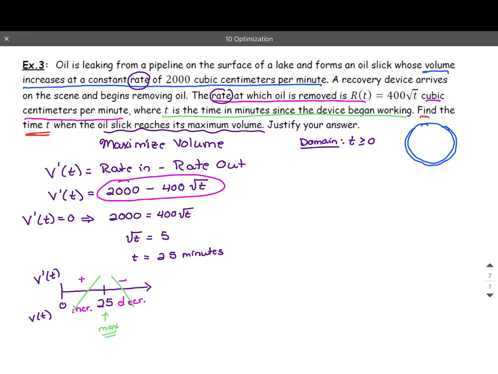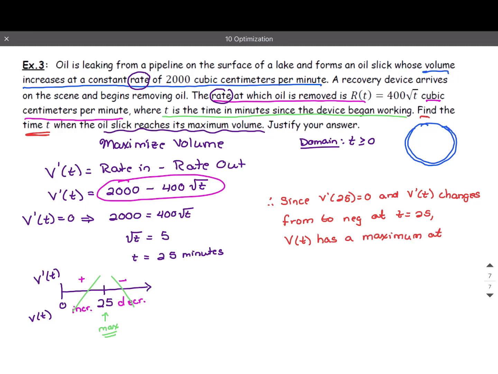So we're going to say, since v prime of 25 equals 0, and v prime of t changes from positive to negative at t equals 25, the volume v of t has a maximum at t equals 25 minutes after the device begins working.